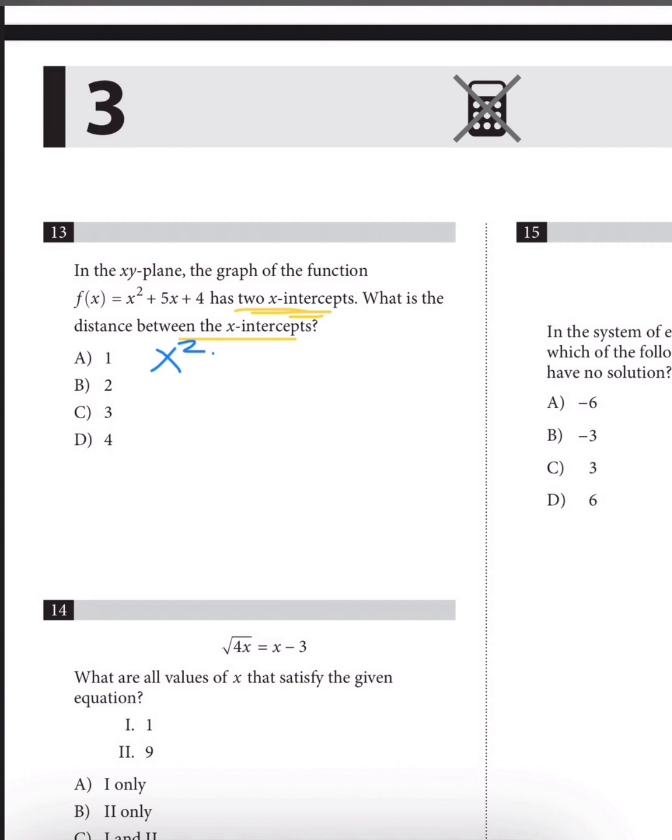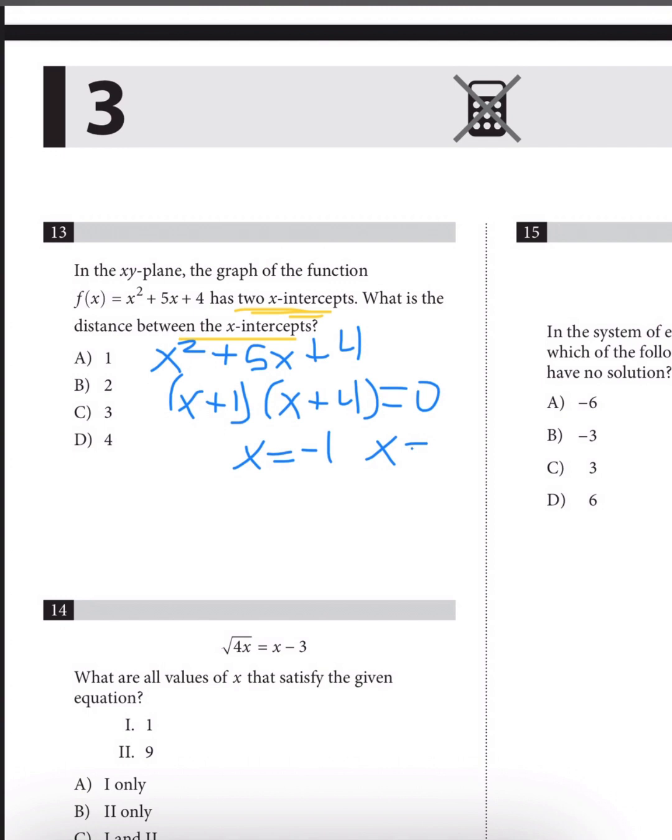X squared plus 5x plus 4. So x plus 1, and then x plus 4. That equals 0, and then we get x equals -1 and x equals -4. So that is our x-intercepts. Most of you guys can do mental math and find it that way, but another way I recommend is doing a number line.